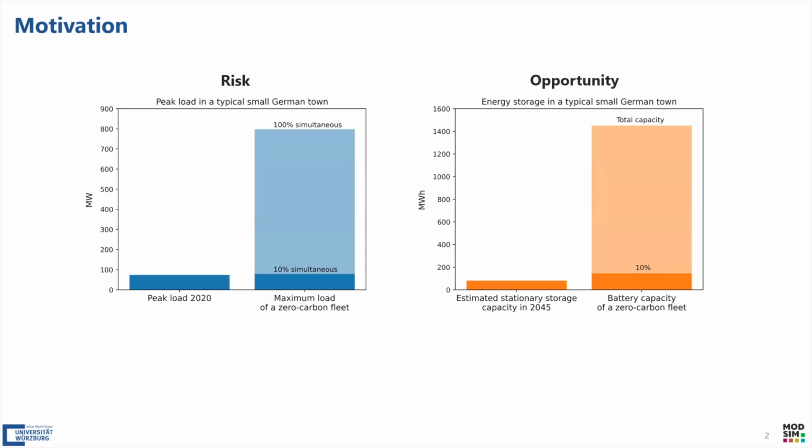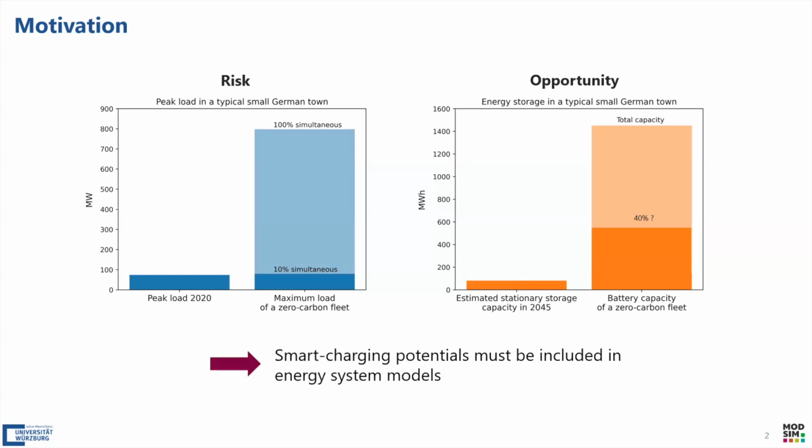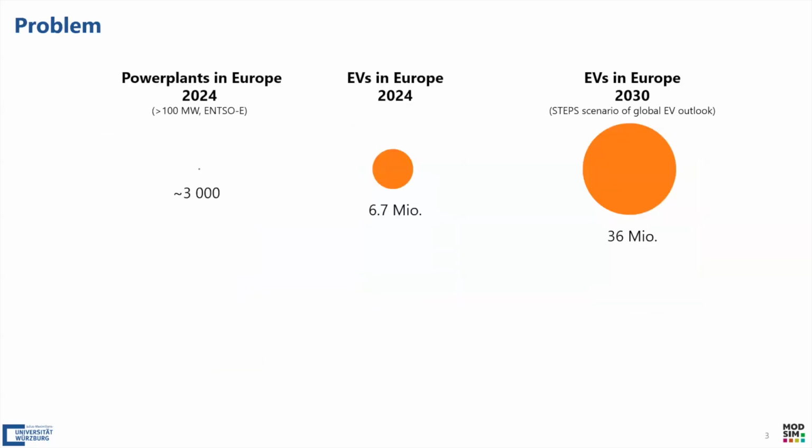Therefore, it is really important that you include them in your energy system models, because you need to evaluate how much of that opportunity you can use and how much of that risk is really a factor in, for example, your grid overloading, stuff like that. Therefore, you should include them.